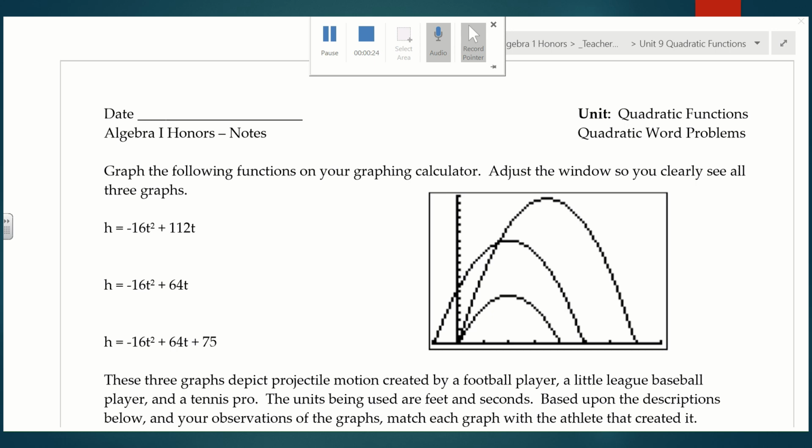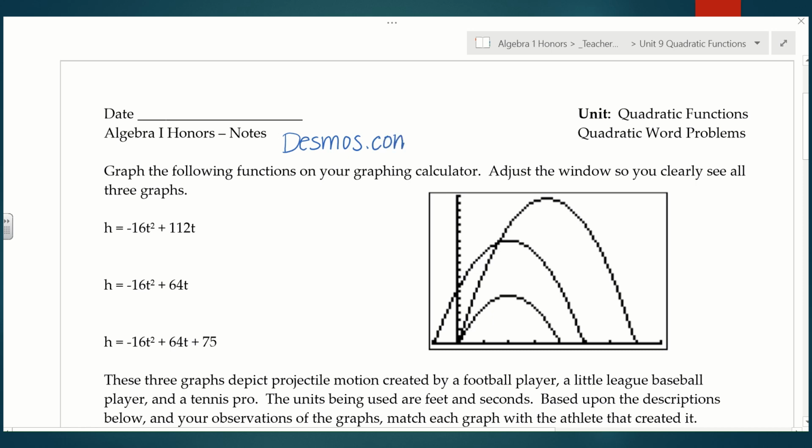It says to graph the following functions on your graphing calculator and adjust the window so you can clearly see all 3 graphs. If you don't have your graphing calculator at home, you can try and log on to Desmos. I'm going to write it up here. I mentioned this in class before. This is an online graphing calculator, and I don't think it has all of the capabilities of our Inspires that we use in class, but for now, you should be able to do graphs, so I would check that out if you don't have your own graphing calculator.